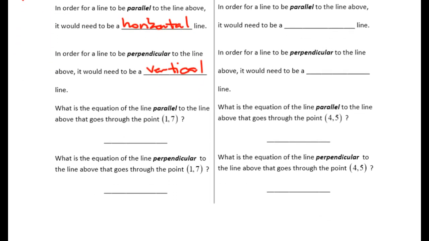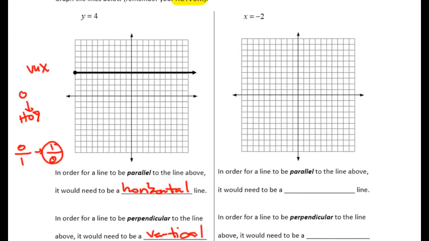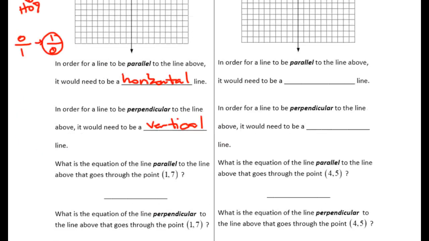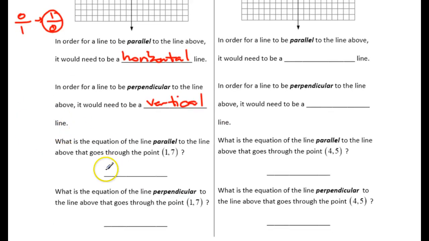Alright, so now let's do a question about it. What is the equation of the line parallel to the line above that goes through the point (1, 7)? So we're still coming back to this line. I want it to be parallel, so that means it's still going to be a HOY line. That means my equation still starts with y, because remember, in a HOY line, the equation is y equals. And then here's all you're going to do.